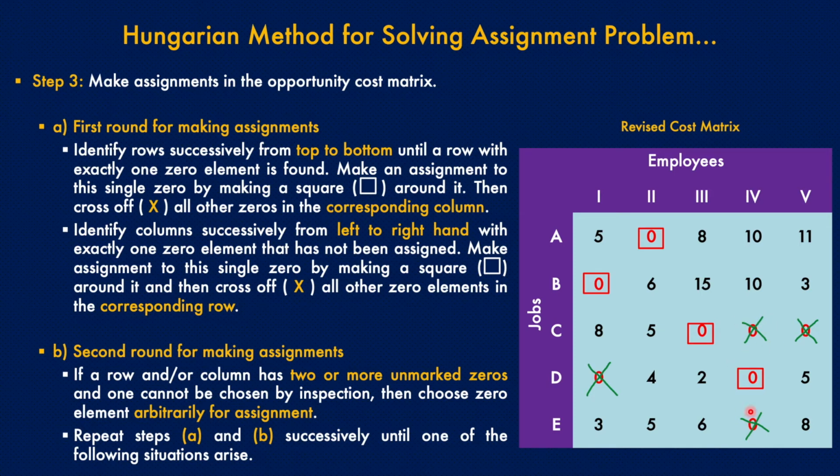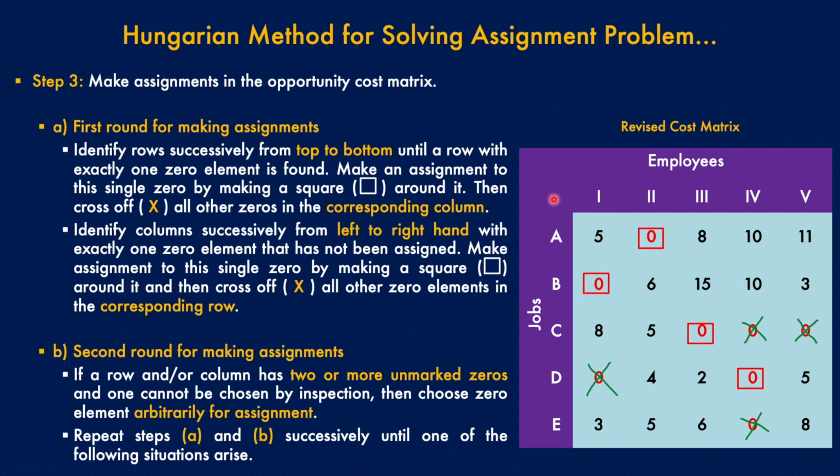Now come to the last fifth row. Now we don't have any zero element in this particular row. So this row wise assignment is over. So the same thing we have to apply column wise also. So identify columns successively from left hand to right hand with exactly one zero element that has not been assigned. Make assignment to this single zero by making a square around it and then cross off all other zero elements in the corresponding row.